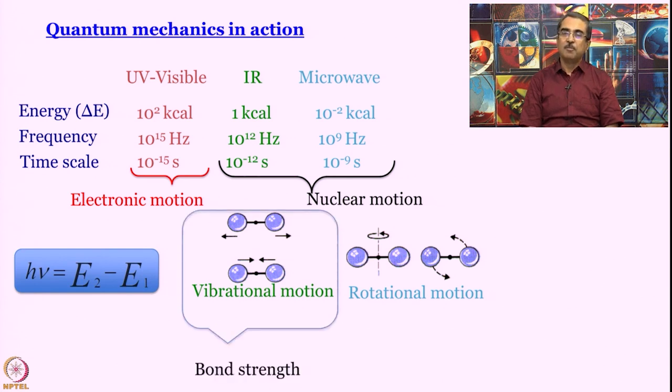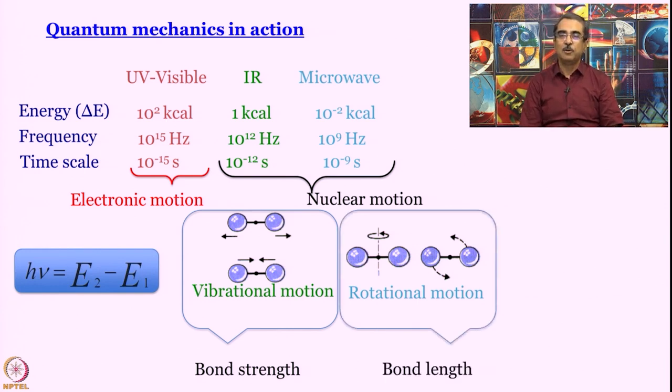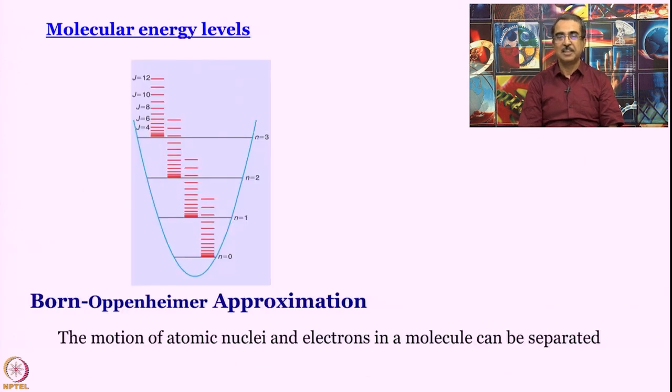So, vibrational motion gives us an idea about bond strength, as we are going to see, and rotational motion gives us an idea about bond length. Even though we have not really discussed it yet, this is sort of a spoiler, which is an answer to the question that we asked a little while ago. Can we experimentally determine bond length and bond strength? The answer is yes, by doing microwave spectroscopy and IR spectroscopy.